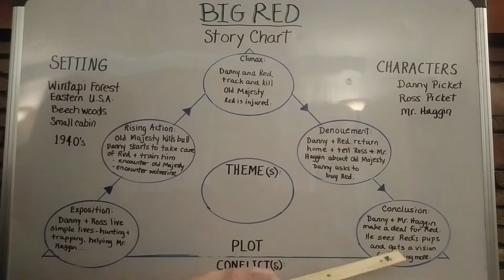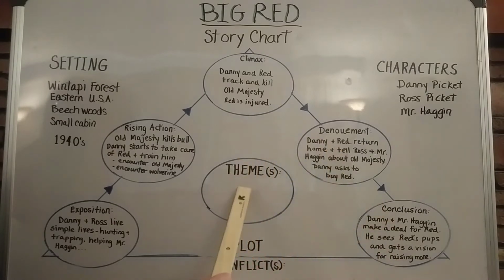So the conclusion of the story is at the very end of the book, when Danny and Mr. Hagen work out a plan for Danny, who has no money, to purchase this very expensive dog. They make a deal, and then he sees Red's puppies, and he gets a vision of raising up other puppies in the future and becoming a dog breeder with an excellent quality dog like Red and Sheila McGuire.